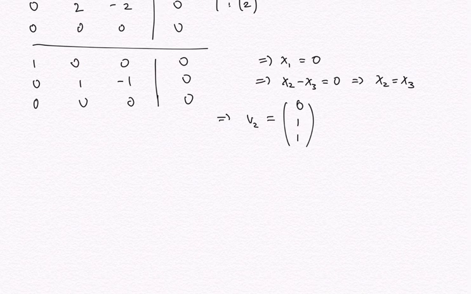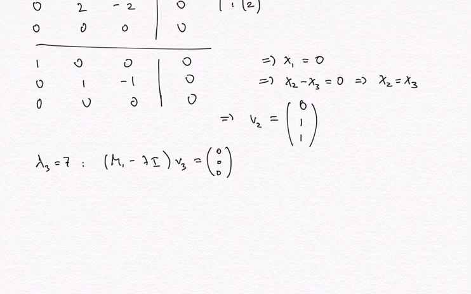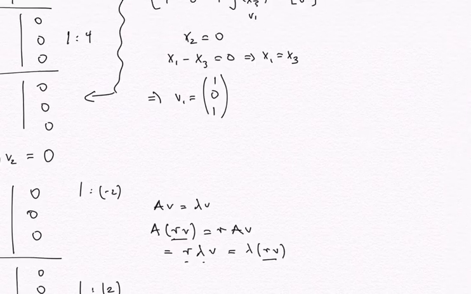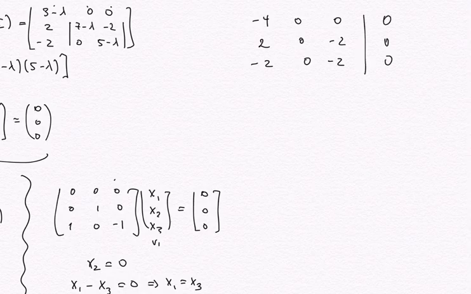Okay, last one. Lambda 3 equal to 7. We have to solve the system of equations M1 minus 7 times the identity times the unknown vector v3 is equal to the zero vector in R3 on the right-hand side. And so I have to subtract 7 on the main diagonal. 3 minus 7, that would be minus 4, 0, 0. 2, 7 minus 7, that is 0, minus 2. Minus 2, 0, 5 minus 7, that's minus 2 again. And I have, of course, zeros on the right-hand side.